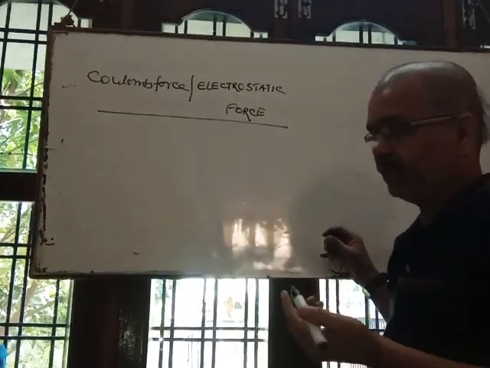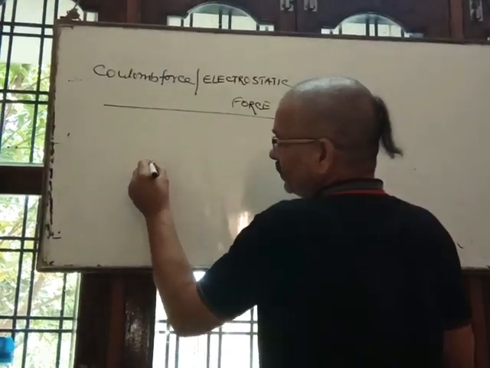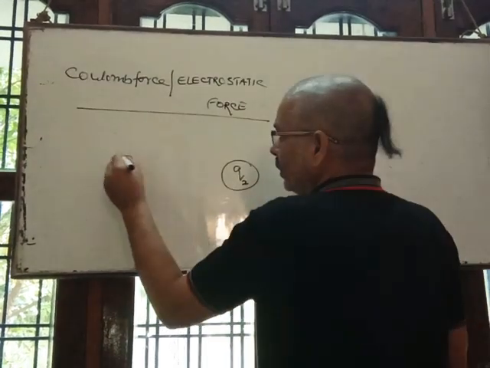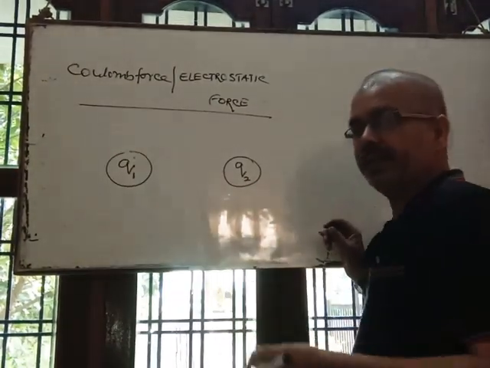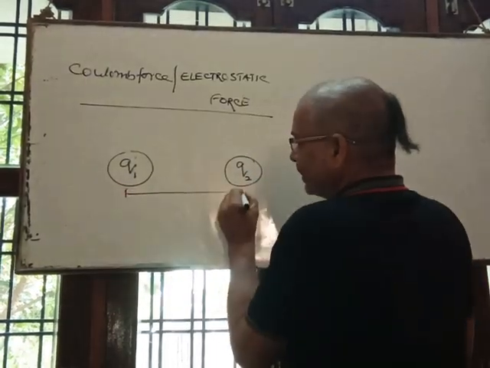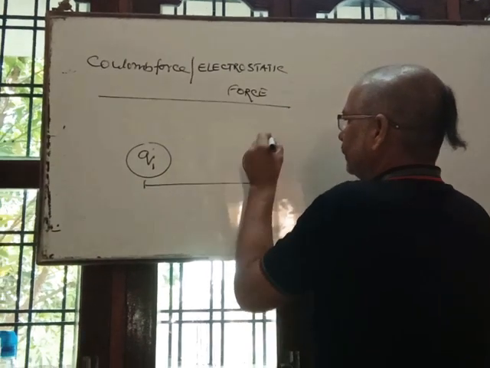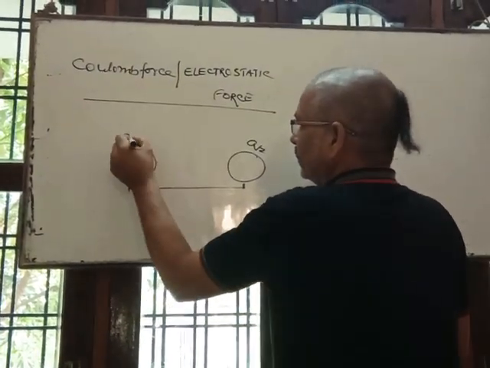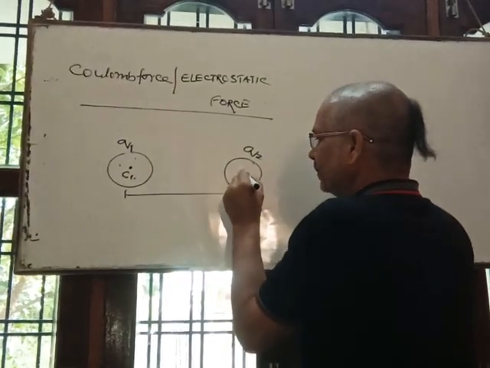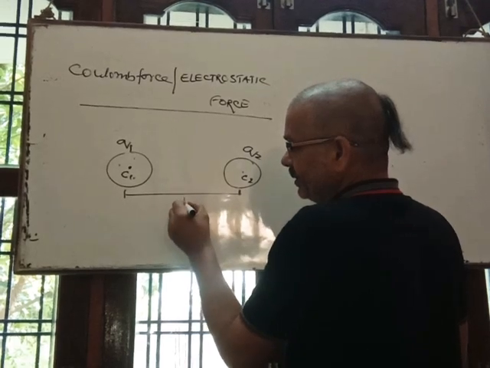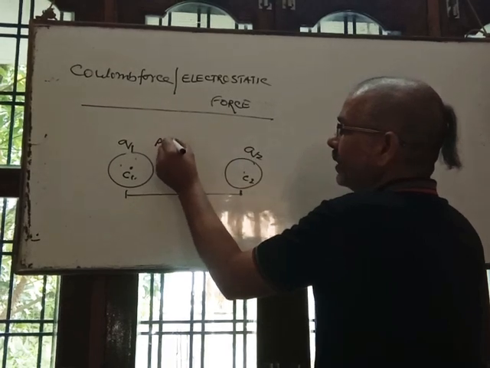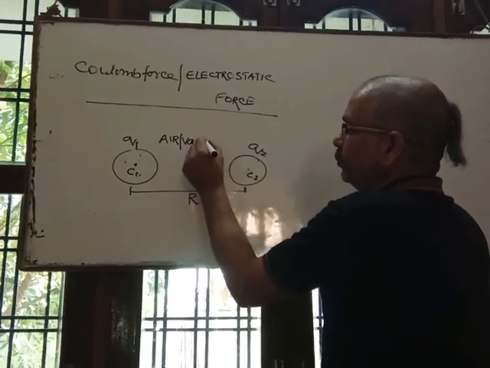So according to scientist Coulomb, suppose we have two charges, Q1 and Q2. Both may be positive, both may be negative, or one positive and one negative, and they are separated by a certain distance. Suppose this is the center of the first body and this is the center of the second body, separated by a distance r in either air or vacuum.